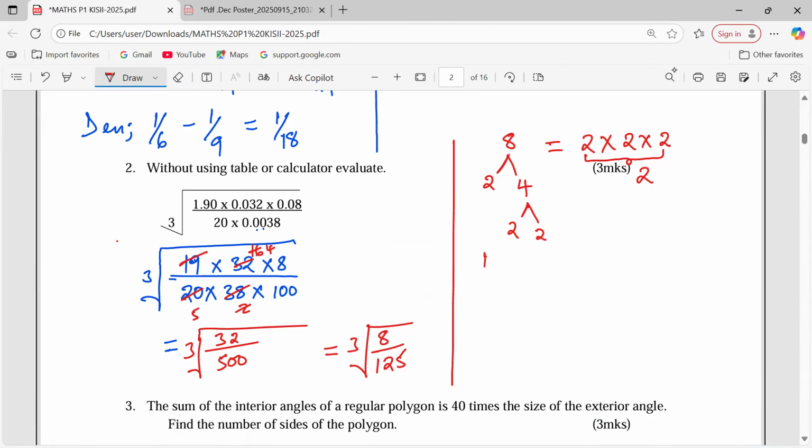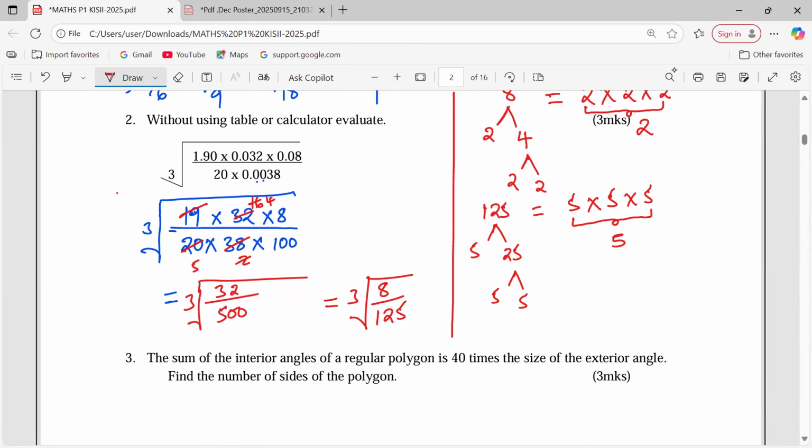What about 125? 125 can be simplified by 5. We get 25, and by 5, once again, we get 5. So now this is equal to 5 times 5 times 5. There are again 3 factors which are the same, so we pick only 1 out of the 3 factors. Therefore, the final answer should be: the third root of 8, which is 2, over the third root of 125, which is 5.